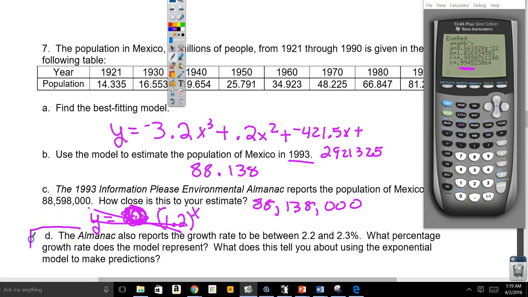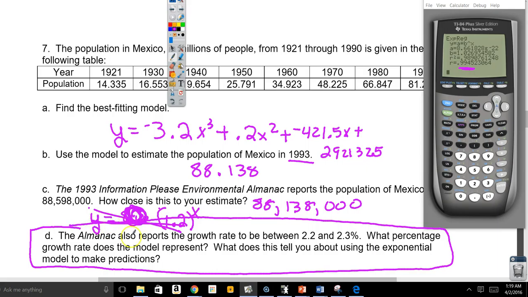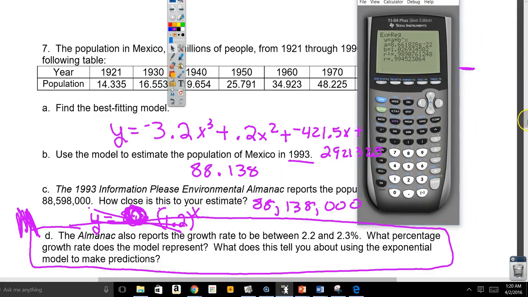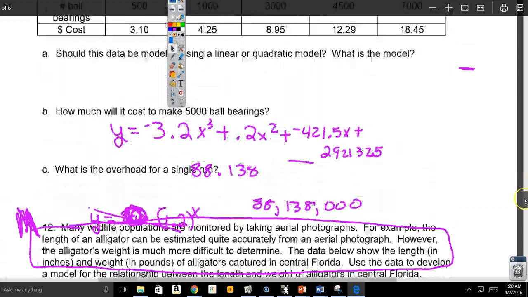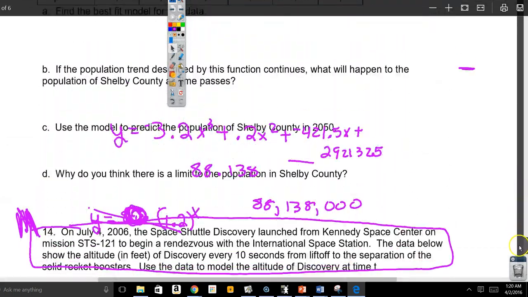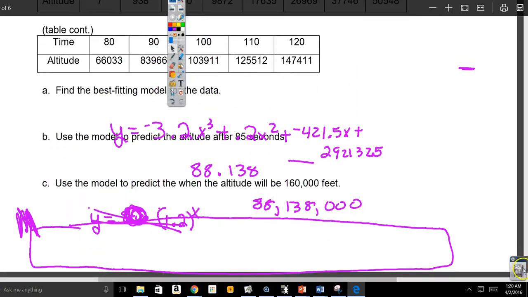I'm going to look into this one a little bit more and see what they mean by this. I'm not real sure. And I will get back to you in class on that one. Make sure to remind me to do number 7D with you. Let's see, is there any more? Oh, yes, seems like it's never ending. 9, 10, 11, 12. Holy cow.